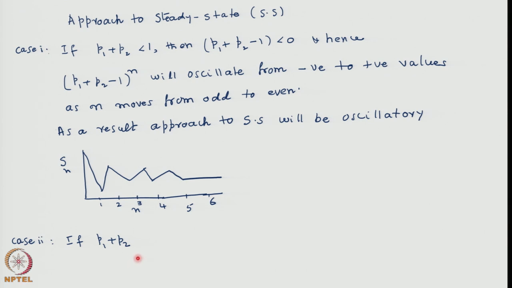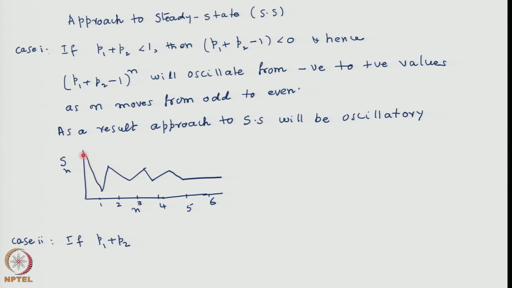However, the approach to steady state is also equally interesting, and now the problem degenerates into two cases. Supposing P1 plus P2 is less than 1, which is possible, they are independent probabilities, this can be, let's say, 0.1 and this can be 0.2, it is less than 1. Then P1 plus P2 minus 1 will be less than 0, because it will be negative, and hence P1 plus P2 minus 1 to the power n will oscillate from negative to positive values as n moves from odd to even. So, for n odd, negative to the power n will be negative, when n is even, that will be positive. As a result, approach to steady state will be oscillatory.